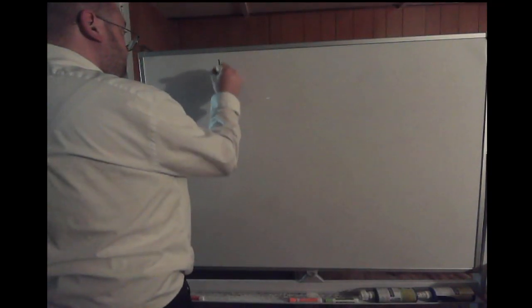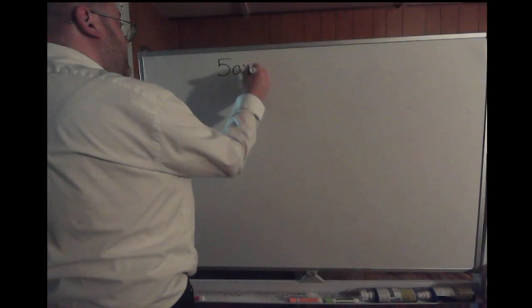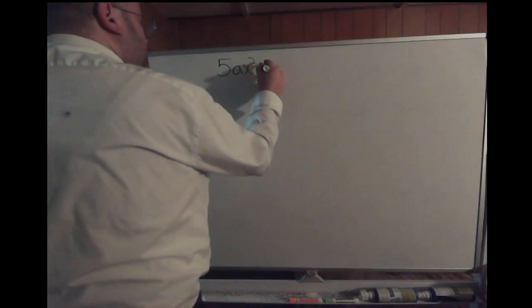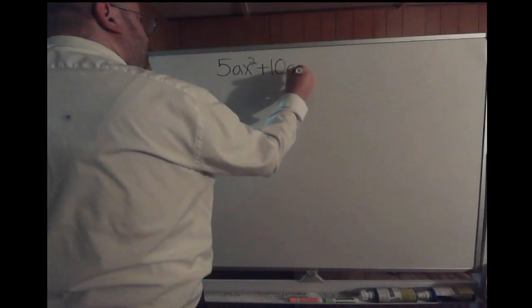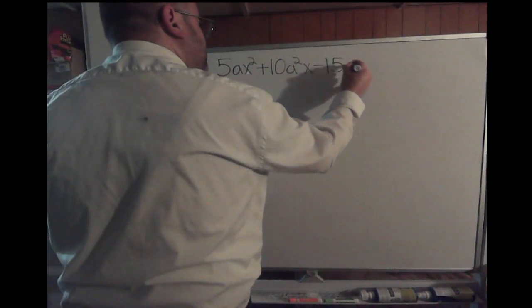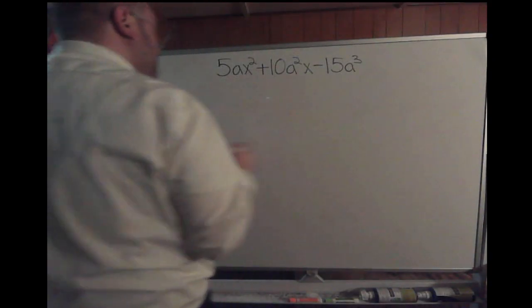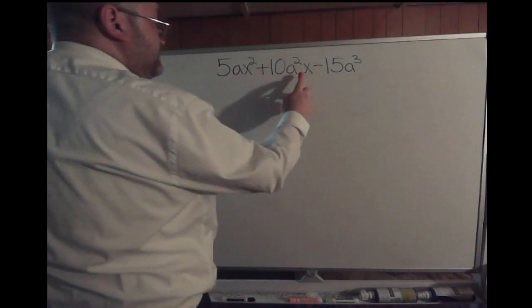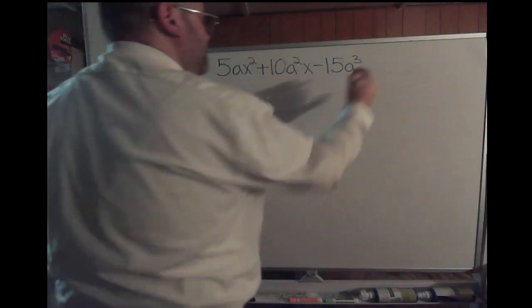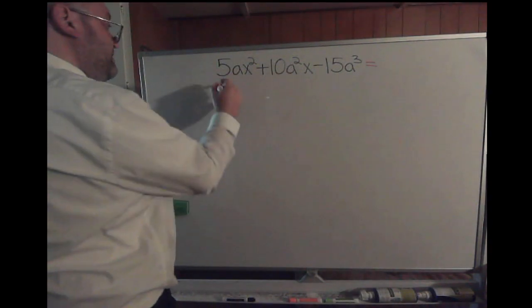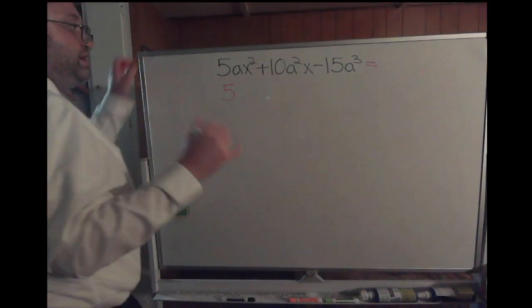Alright. 5ax squared plus 10a squared x minus 15a to the third. So we got 5ax to the second plus 10a to the second x minus 15a to the third. Start with your constants. 5, 10, and 15. What's the greatest common factor? Definitely 5. Pick apart each variable.